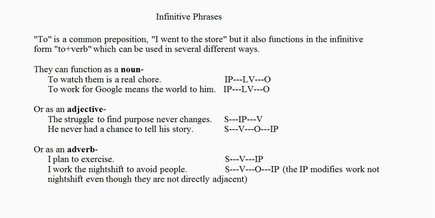So another major supporting unit for the independent clause is the infinitive phrase, and it's kind of similar to the prepositional phrase. So to is a pretty common preposition, such as I went to the store, but it also functions in a second way, which is in the infinitive form, which is a to plus verb, and we can use that in several ways. So just take a look at the three examples that I've created over here.